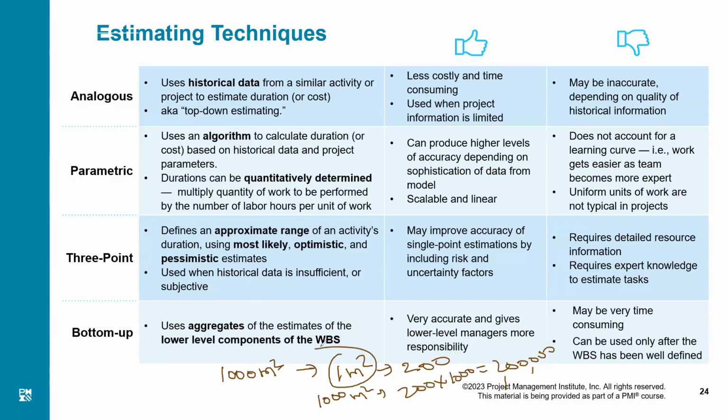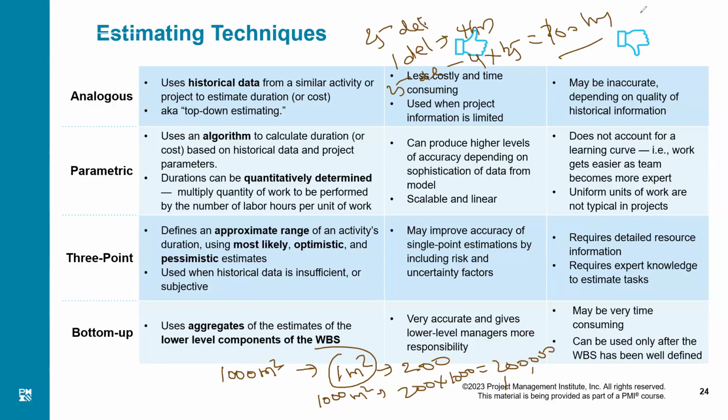Let's say in an activity, I have to complete 25 deliverables. I want to calculate how long it will take to finish. I'll take one deliverable as my parameter, and I'll calculate that one deliverable will take 4 hours to finish. That means 25 deliverables, 4 into 25, 100 hours to finish. This is parametric estimation for duration.